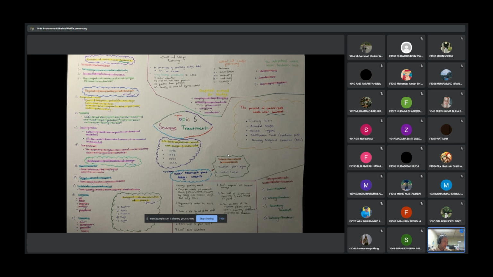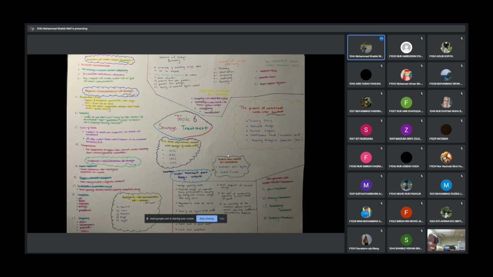It's okay. Can continue. After that, we go to the process of centralized wastewater treatment. The first one is trickling filters. After that, activated sludge, and then aerated lagoons. After that, stabilization ponds or oxidation pond, and then rotating biological contactor (RBC). Contactor.